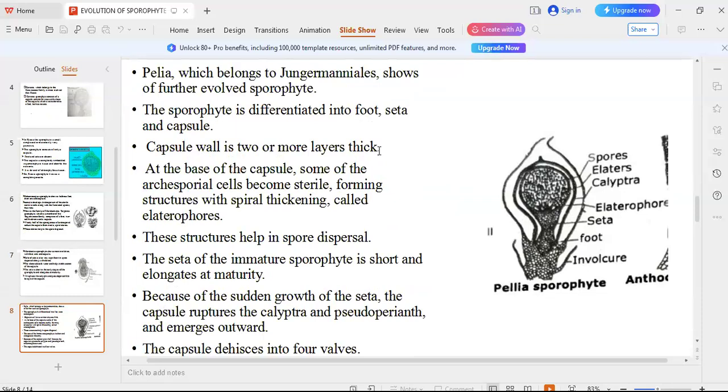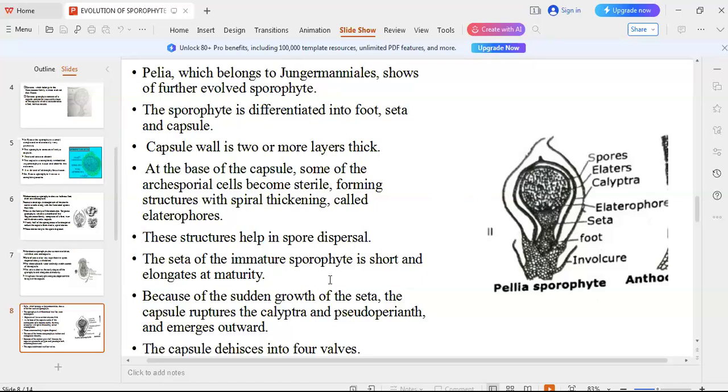At the base of the capsule, some of the archesporial cells become sterile and form structures with spiral thickening. Those are called elaters. The elaterophore is present at the base of the capsule. See here, in the diagram you can see it. So they form as a bulky group. That is, the elaters formed as a group are called the elaterophore. Okay, these structures help in spore dispersal.